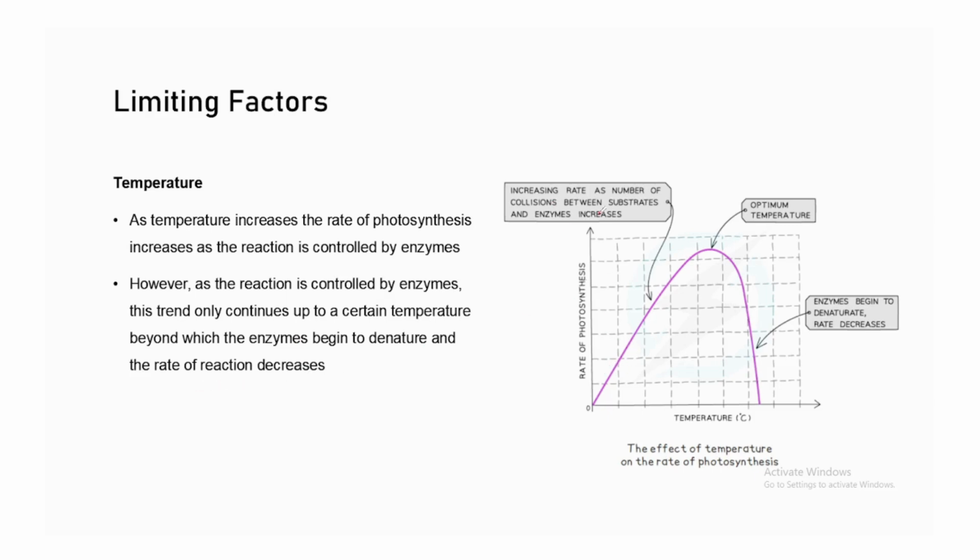Increasing the temperature means more collisions between the substrates and enzymes, so the rate is increased. At this optimum temperature, the activity is at its full. Enzymes begin to denature if we increase the temperature beyond its limit.